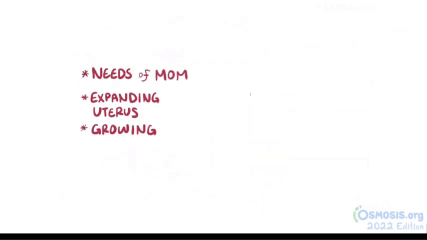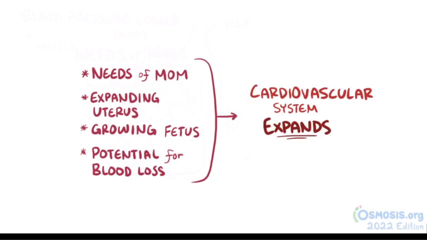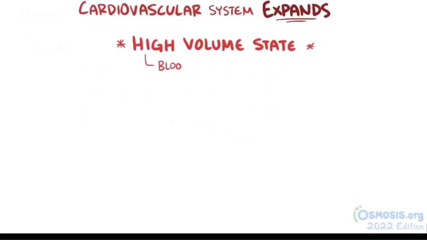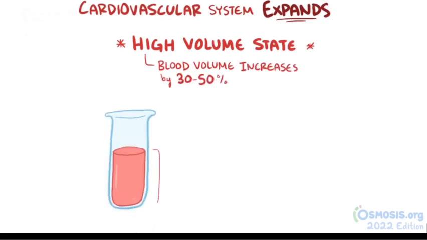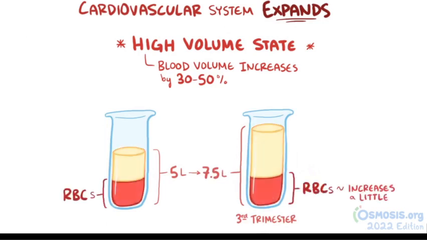To accommodate the needs of mom, an enlarging uterus, and a growing fetus, as well as having some reserve for the blood loss that happens during delivery, the cardiovascular system has to expand. Pregnancy is called a high-volume state because the circulating blood volume increases by 30 to 50%, which means that an average woman will go from having 5 liters of blood to about 7.5 liters of blood by the 3rd trimester. The number of red blood cells increases a bit, but there's a much larger increase in the plasma volume, the portion of blood that doesn't have red blood cells.